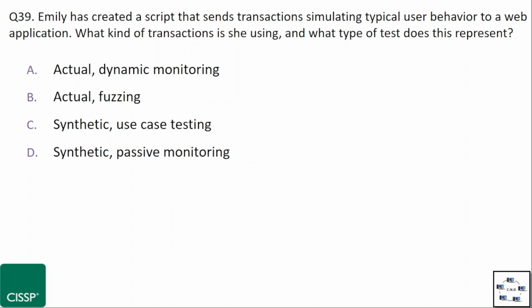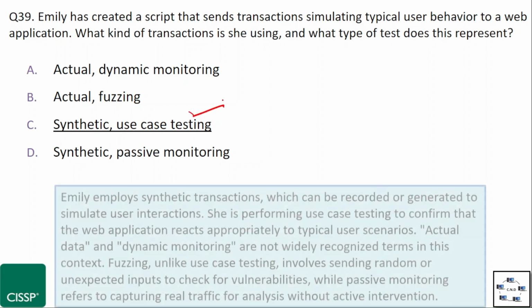Question number 39. Emily has created a script that sends transactions simulating typical user behavior to a web application. What kind of transaction is she using and what type of test does this represent? Option A, actual dynamic monitoring. Option B, actual fuzzing. Option C, synthetic use case testing. And option D, synthetic passive monitoring. And the correct option is option C, synthetic use case testing.